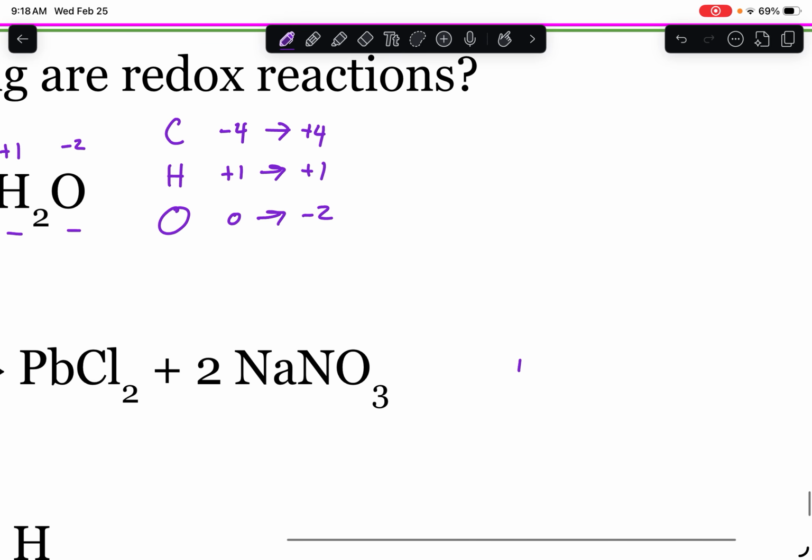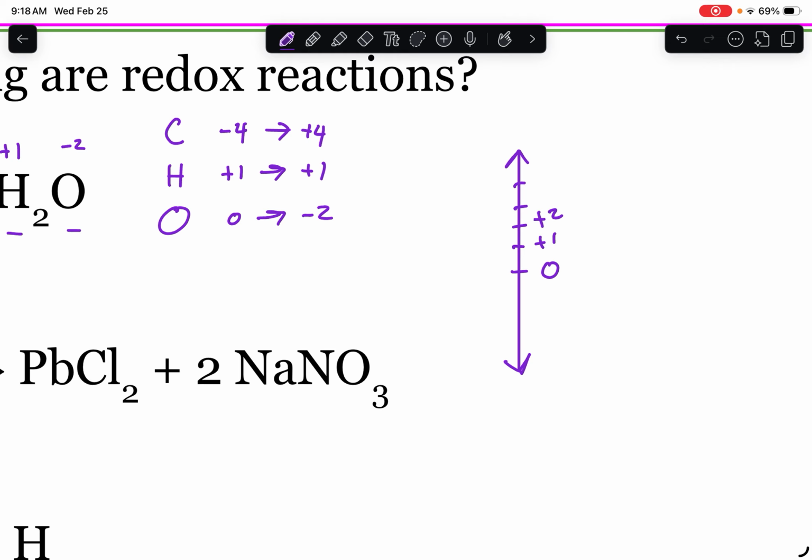Now, let's compare these oxidation states. Imagine you have a number line. It's a vertical number line here, where the numbers on top of the 0 are positive. The numbers underneath the 0 are negative. We can see carbon is starting at -4 and increasing to +4. So this is oxidation. The oxidation states increased because it lost negative electrons.